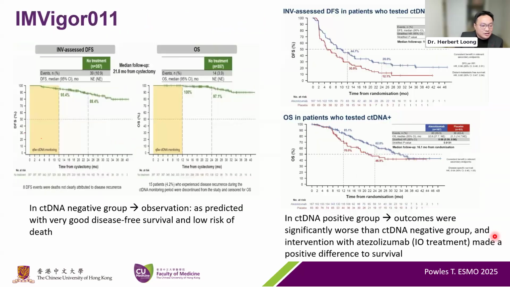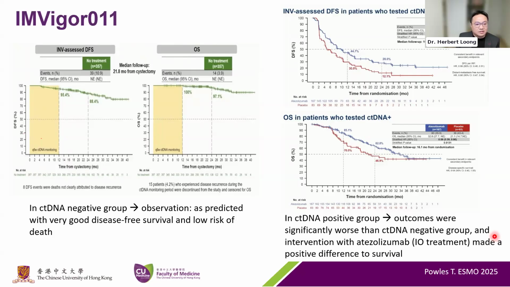So I appreciate the fact that this is not a bladder cancer audience, and this is just an example, but really to highlight that using ctDNA, they were able to identify that if it was negative after the initial treatment, the patients actually had a very good disease-free survival and a low risk of death. This is shown here in the survival curve on the left-hand side.